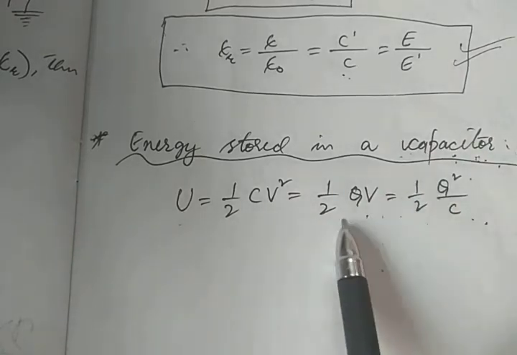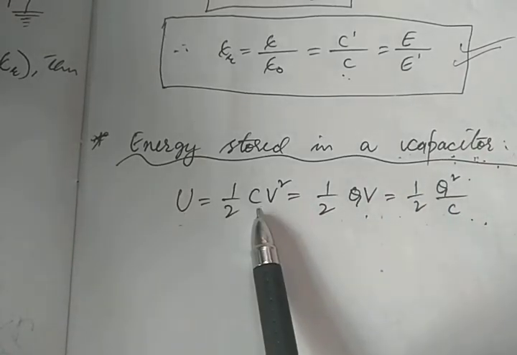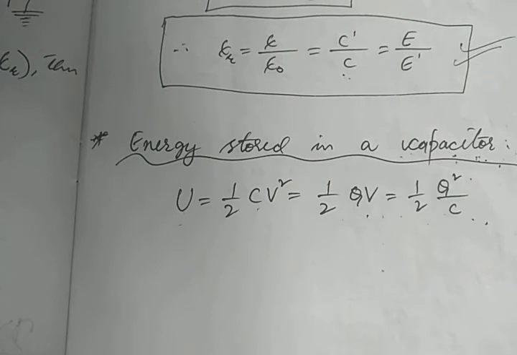And you land up at these expressions where C in that derivation is the capacitance of the conductor. But here C will be the capacitance of the capacitor. Remember that.